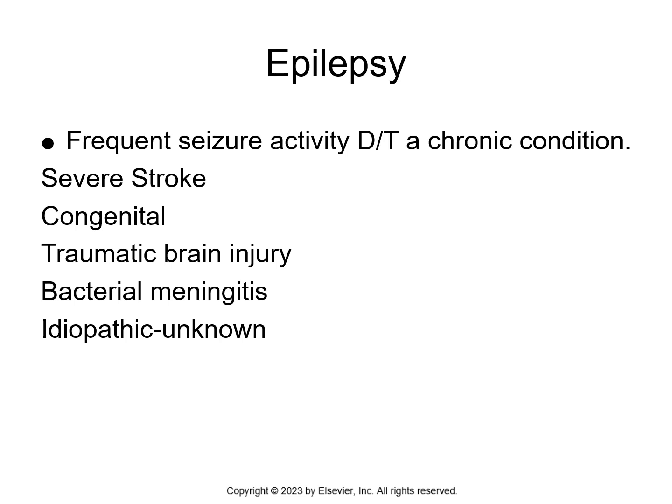Now, for this slide, we're looking at epilepsy. And what defines epilepsy? It's frequent seizure activity due to a chronic condition. So we see it with severe strokes. They could have congenital defects, which cause seizure activity. TBI or traumatic brain injury. They've been in an accident. Somehow they've had this brain injury due to something that's happened traumatically. Bacterial meningitis, I just mentioned that. And it can also be idiopathic, meaning it's unknown.